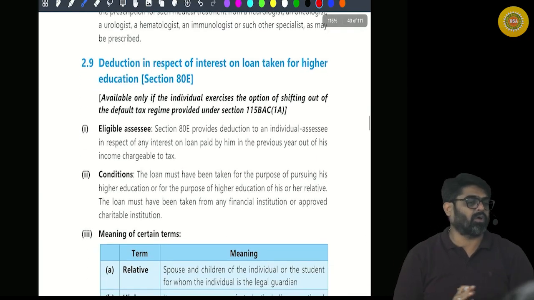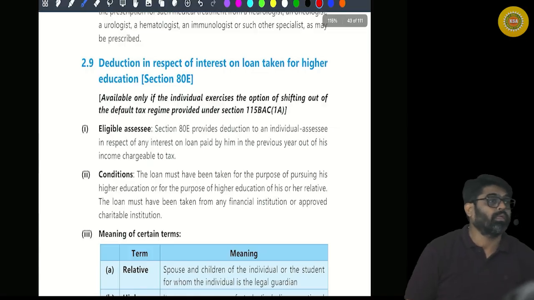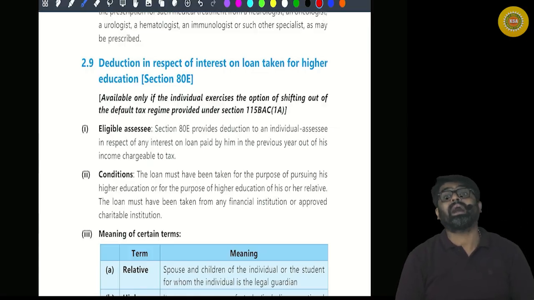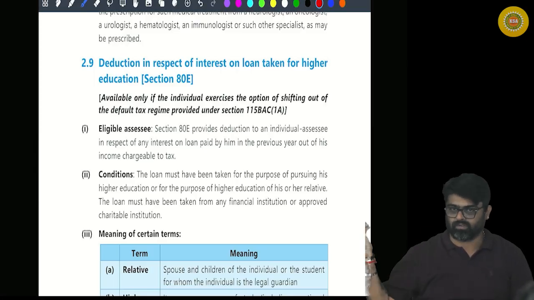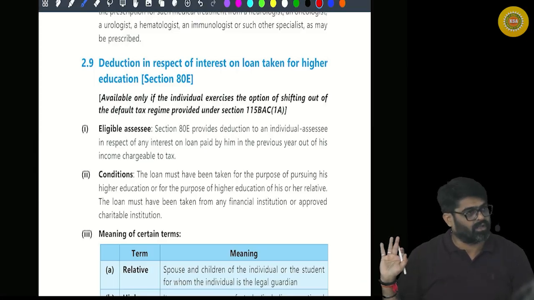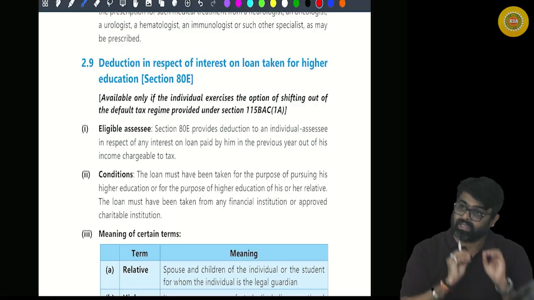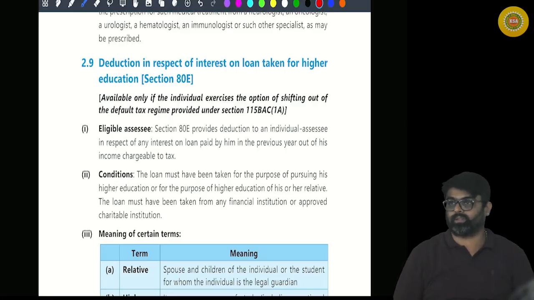Now 80E talks about interest on higher education loan. Interest on the full amount is allowed, subject to certain conditions. Very easy section. Whatever interest on higher education loan is paid by you in this year will be fully allowed as a deduction. That is given in 80E.